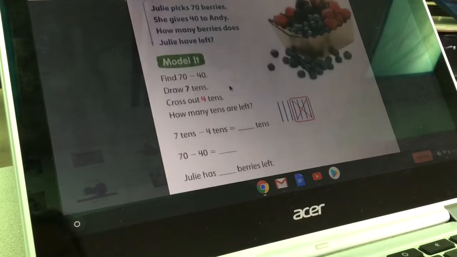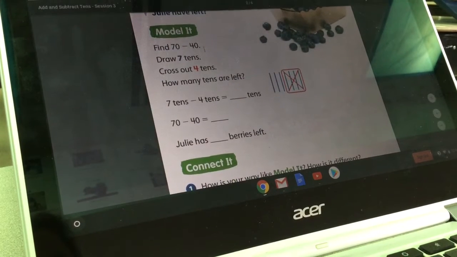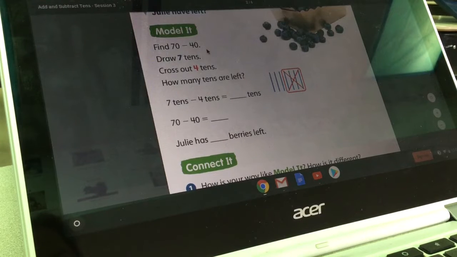In Model It, again, they did the same thing. They started with 70 minus 40, changed it to 7 tens minus 4 tens. So that's how our way is the same as Model It. We set it up the same way. We changed our whole numbers to tens.